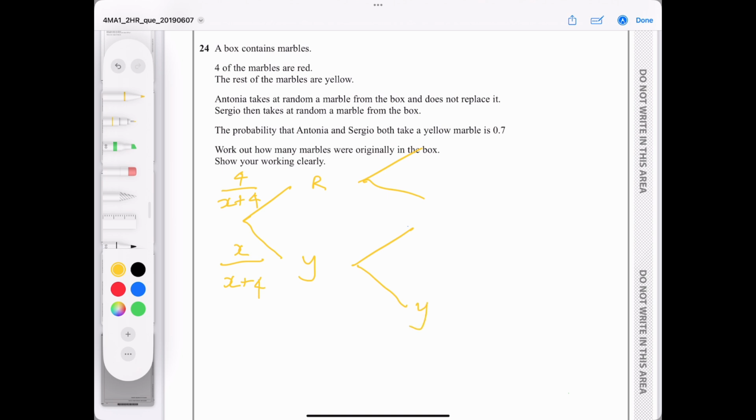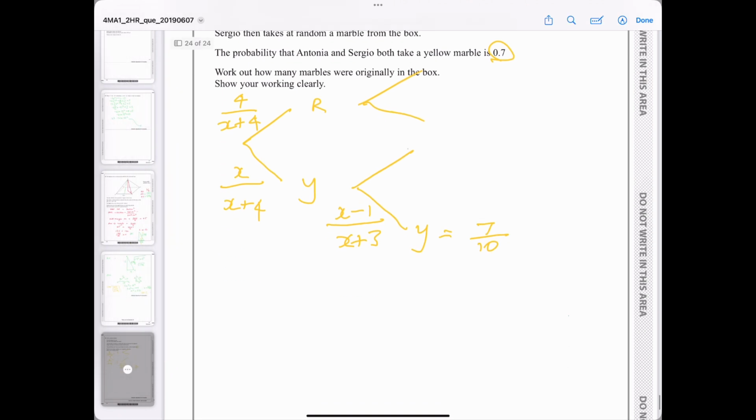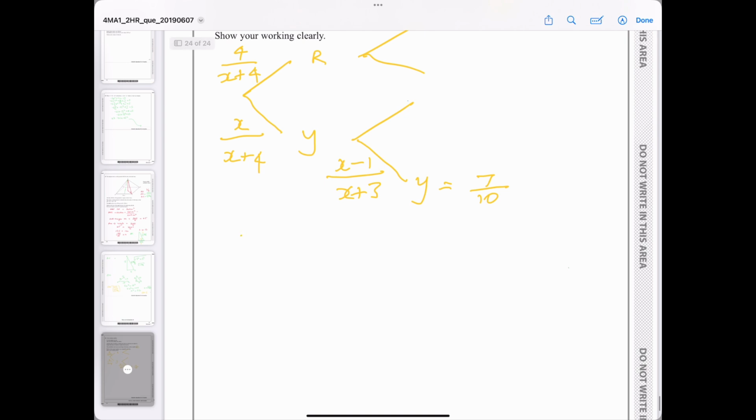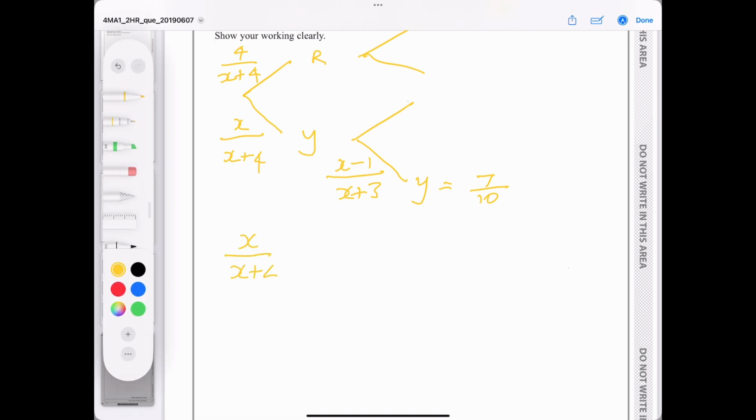Now, I think we're going to go straight for yellow, so if x has been taken, that makes it x minus 1, and the bottom bit is x plus 3. So we know that equals, I can't really cope with that. I'm going to just use 0.7 is 7 out of 10. So we're just going to put that. Now that means we know that x over x plus 4 times x minus 1 over x plus 3 equals 7/10. By the way, I've just been with one of my students who writes really big, and so I think I'm just writing quite large.